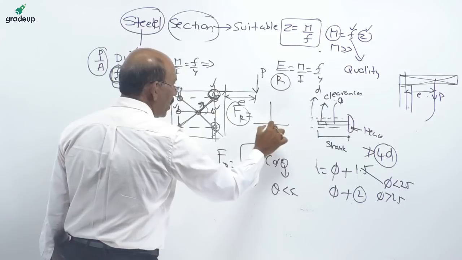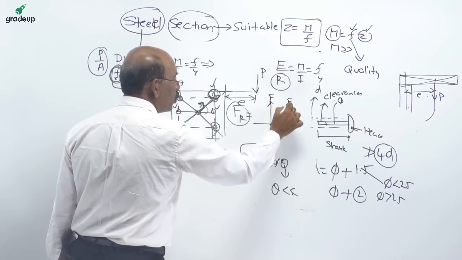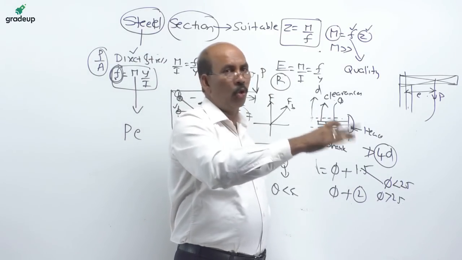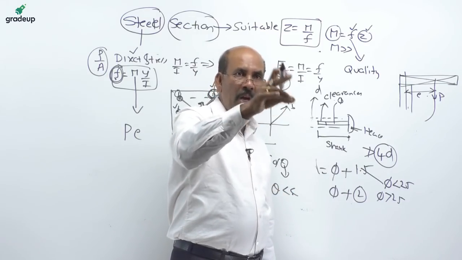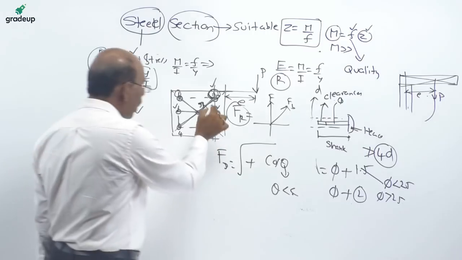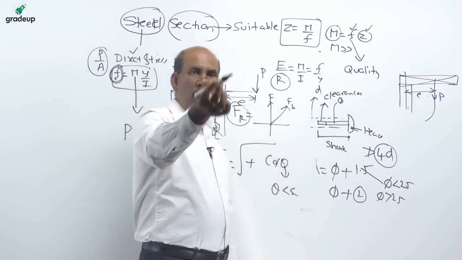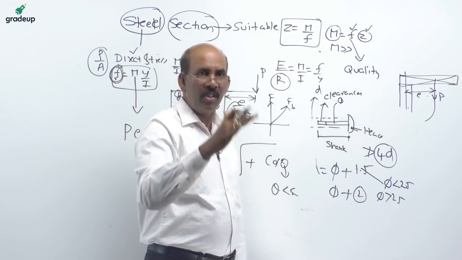That means this is the direct force and this is the force due to bending, and the angle between them causes the magnitude, not the R. R is also one of the parameters, but as I mentioned, if the R value changes, definitely the force magnitude changes, but in this case all R values are the same.